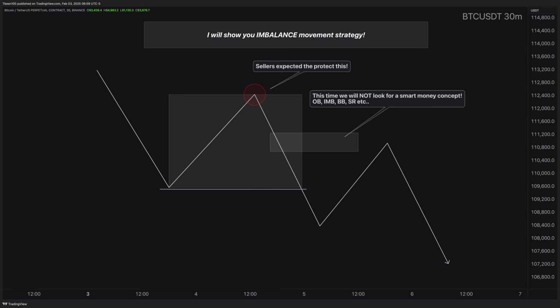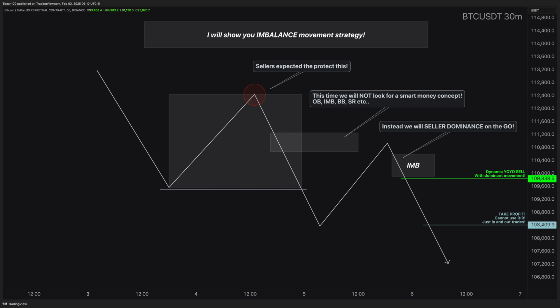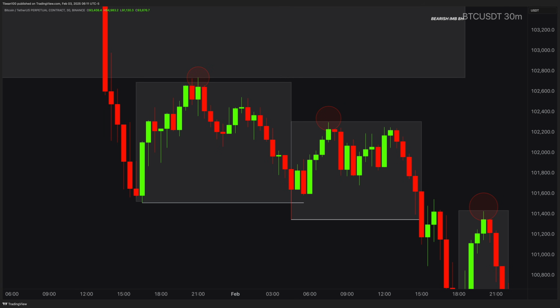Normally, after our structure box, we are looking for a classic order block, breaker block, or SR flip area. But this time, we will not look for those. We will only focus on newly created imbalances after each major break. We will use market orders as quickly as possible and take the profits on the go. Let's see some in action.